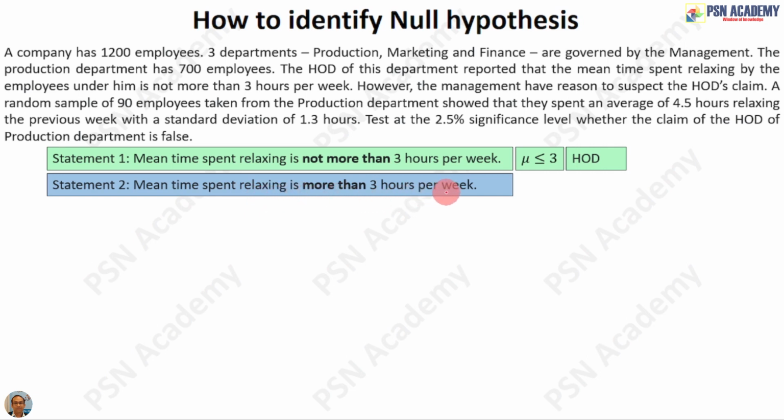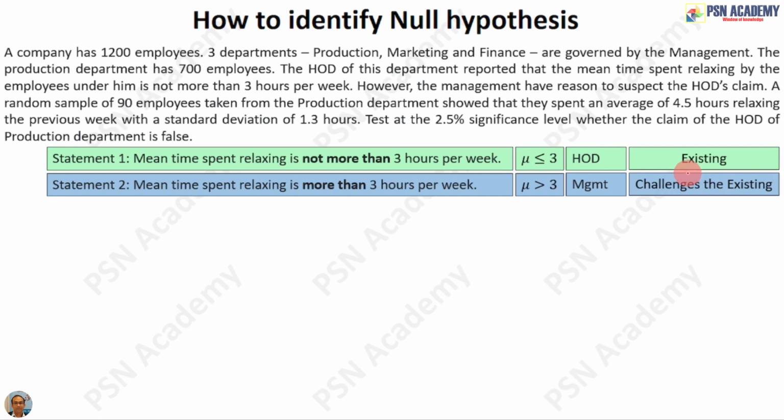Now the point here is that the management didn't go through all the weeks as the HOD did, but the management relies on the records for the previous week only, that is 1 week, and they claim that the mean time reported by the HOD is wrong and it is more than 3 hours, right? So mu is greater than 3, done by management, and that is the claim, right? So this one is the existing report, and this report was challenged by the management, right?